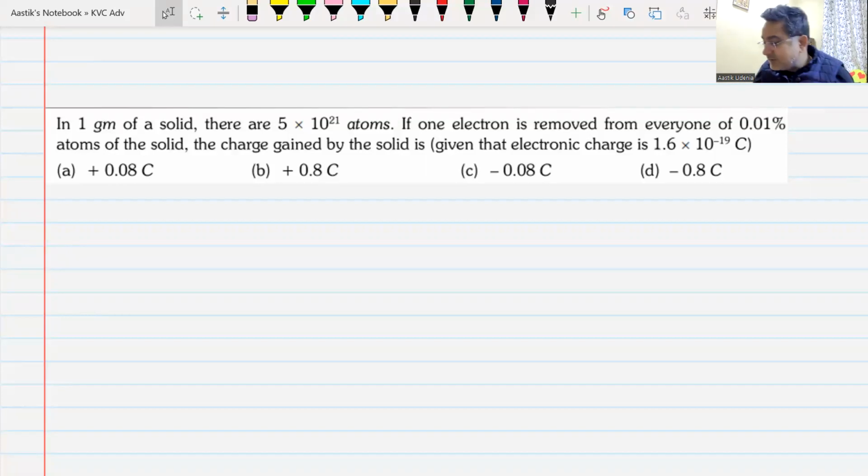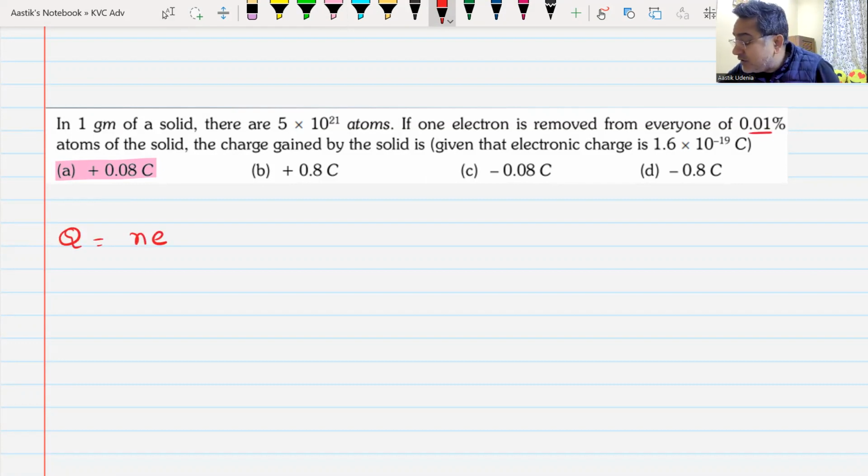That is the correct answer. Plus 0.08 coulomb. How are you supposed to get this? You have to find the total charge, which is n times the charge of an electron. You already know the charge of an electron. You just have to find out the value of n. 0.01% of this many atoms. Yes or no? Yes, sir.